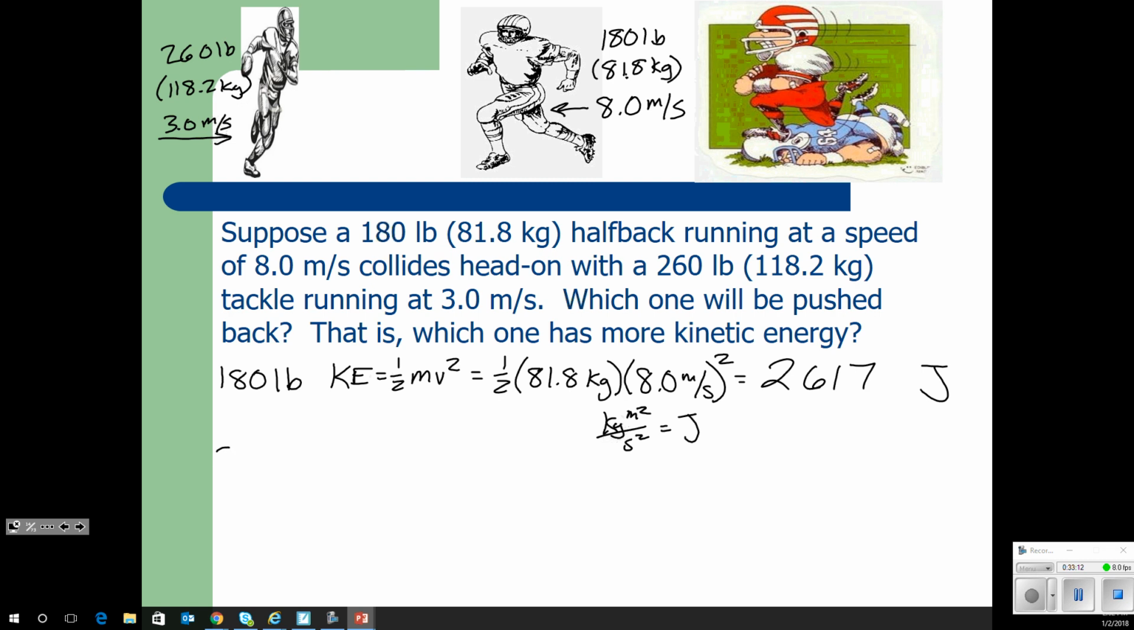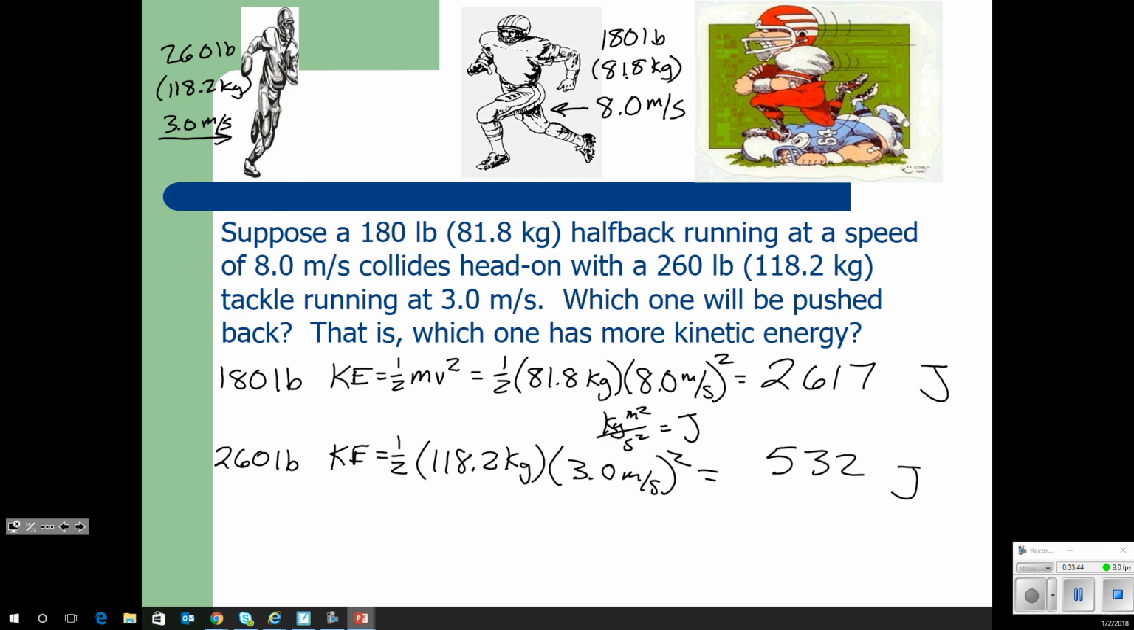Let's see what this 260-pound person has. We're still going to use the kinetic energy equation: 1/2 times 118.2 kilograms times 3.0 meters per second, squared, and we're going to get an answer in joules. So 3 squared is 9. 9 times 118.2, get an answer, divide by 2. What do we get? 531? Okay, 532 if we round.